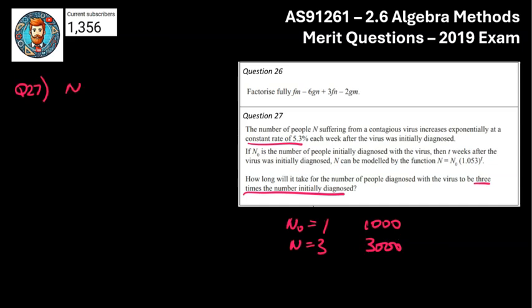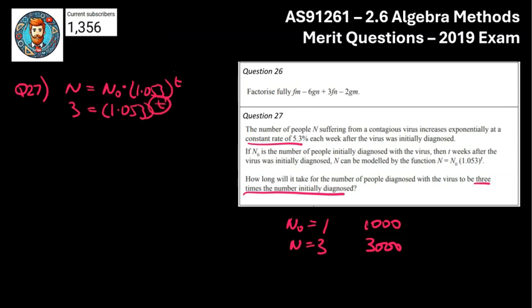So let's jot down my formula. So N is going to be equal to the initial N0 times 1.053 to the power of t. And don't forget, we're solving for t here because we're trying to figure out how long. So N, as I said, is going to be equal to 3. N0 is 1, so we can just ignore that. And then that will be 1.053 to the power of t.